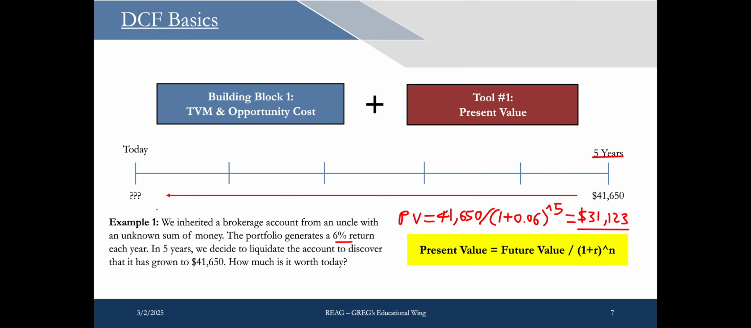Anyway, there we go. We have the present value. Look at that. Our little portfolio there was worth $31,123, 5 years from that deadline, from that liquidation. If your present value is higher than your future value, that's how you know you did it wrong.